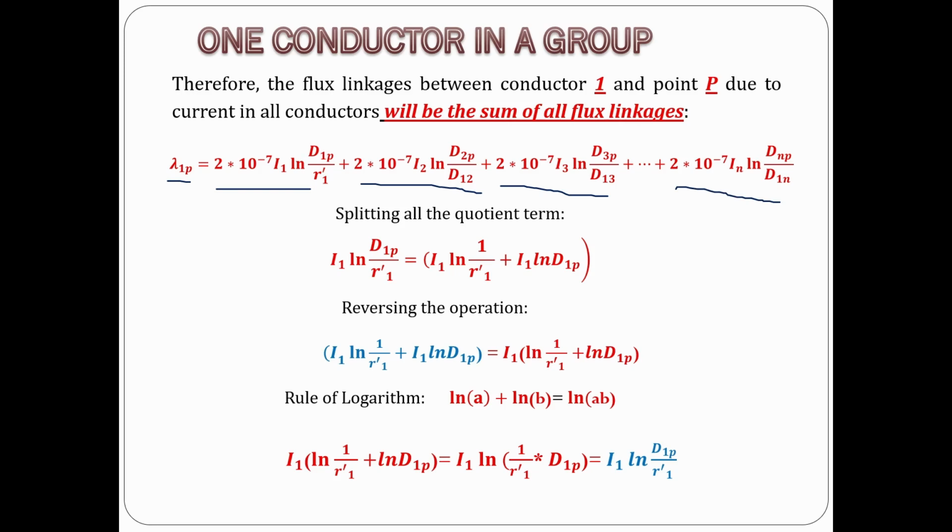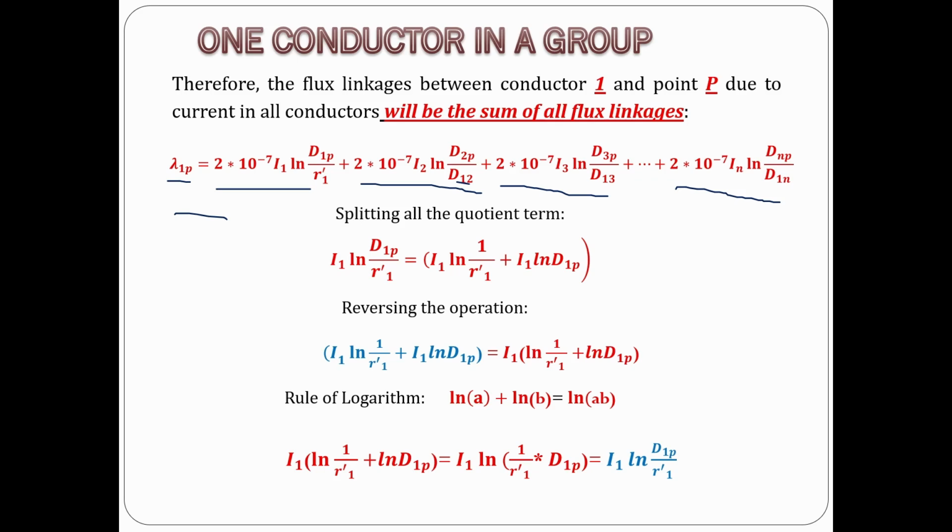In this equation, we will notice that the numerators of all the terms are the distances of each conductor to point P, while the denominators are the distances between conductors. In that case, it is rational to associate all common numerators as well as all common denominators. We can do that by splitting first all the quotient terms. I will show how to split.